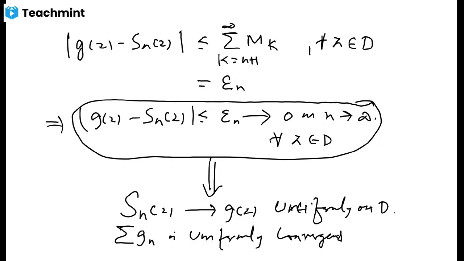I have explained an example of a geometric series which converges pointwise but does not converge uniformly on the unit disk. You can see that from the notes also.